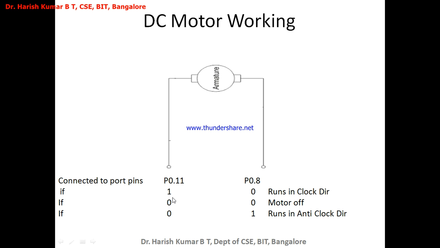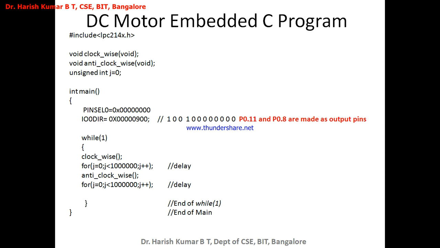The motor goes off. And next, after some delay, I'll make P0.11 as 0 and P0.8 as 1. Earlier it was rotating in the clockwise direction, and when you give the stop values to the port pins, the motor stops. And next, when you apply 0 to P0.11 and 1 to P0.8, it starts running in the anti-clockwise direction. So the same logic we are going to use in order to write the embedded C program now. Now this is the program, the DC motor embedded C program.